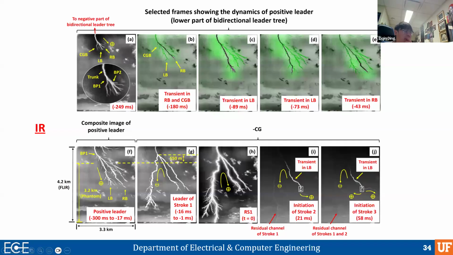Instead, it will initiate a negative step leader here in this frame, and then give rise to 3 separate negative return strokes, shown in the H, I, and J panels.